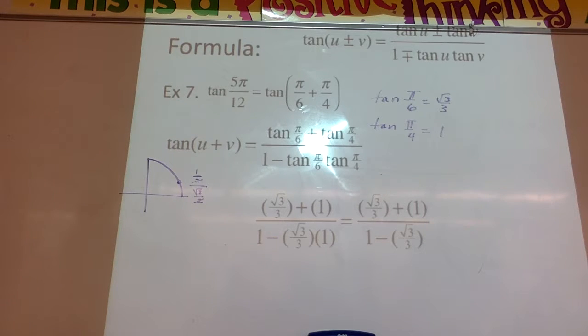But notice, this is the only thing about tangent. Now we really have a complex fraction. We have fractions in the numerator, we have fractions in the denominator, correct? Does anyone have a question about the algebra that they're seeing with the fractions?